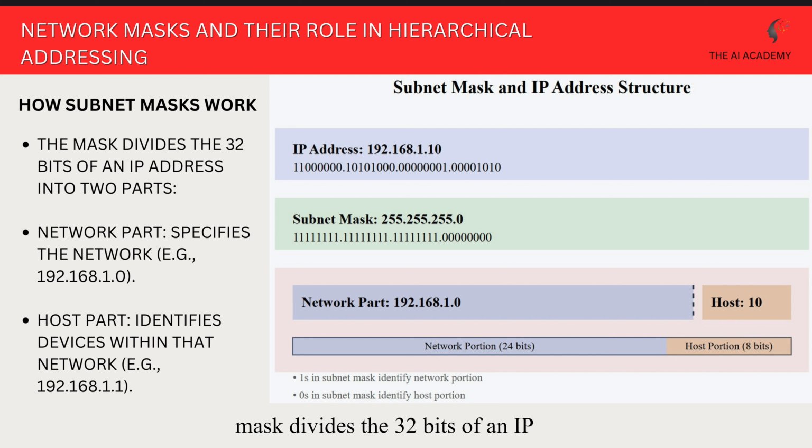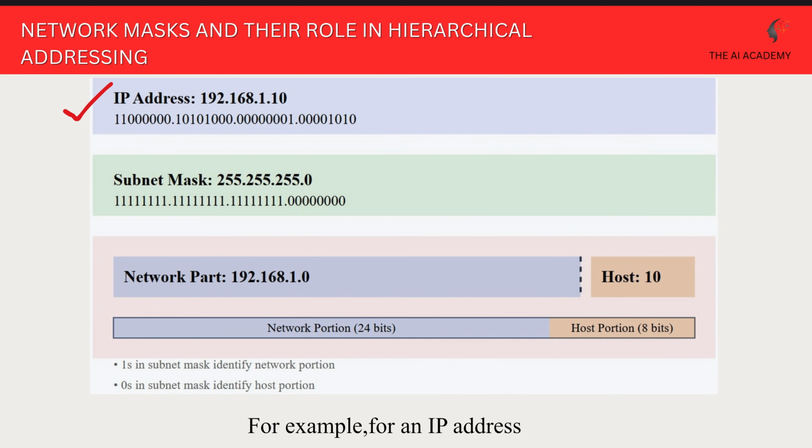How subnet masks work. The mask divides the 32 bits of an IP address into two parts. The network part specifies the network, such as 192.168.1.0. The host part identifies devices within that network, such as 192.168.1.1. For example, for an IP address 192.168.1.10 with a subnet mask 255.255.255.0, the network part is 192.168.1 and the host part is 10.